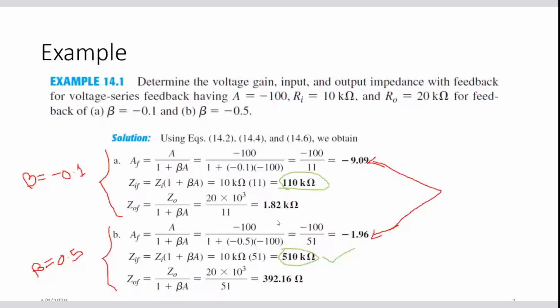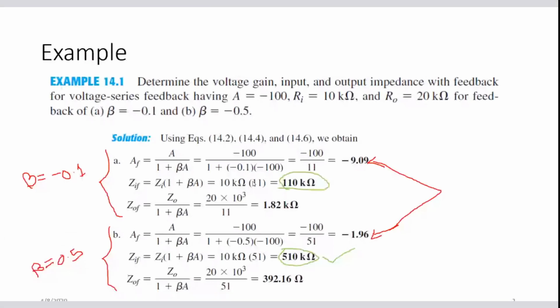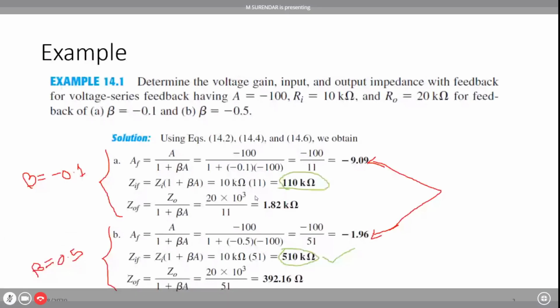So you may require a very high gain. So what you will do, you will regulate that beta accordingly. Okay. And the last thing we have to infer here is the output impedance, minus 1.82 kilo ohms here, and this is very low.